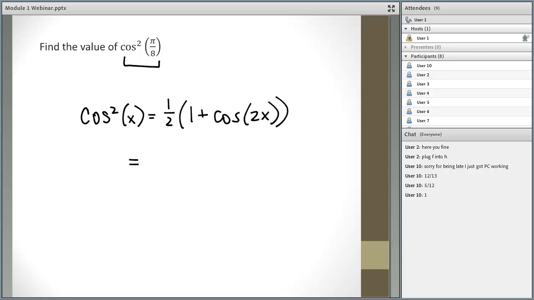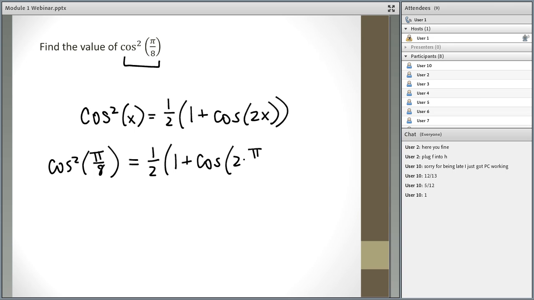So in our case, cosine squared pi over 8. So on the right, that becomes 1/2 times 1 plus cosine of 2 times pi over 8. So I just replace x by pi over 8. And what happens here is the 2 cancels with the 8 and makes that a 4 when I simplify. So 2 pi over 8.